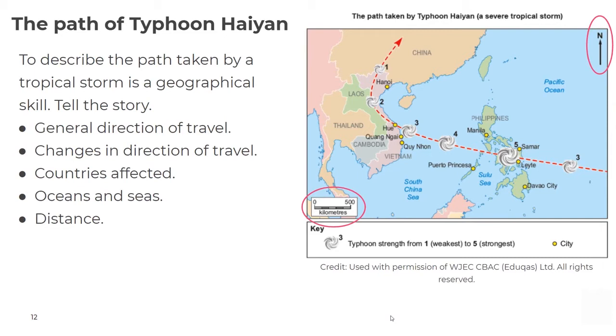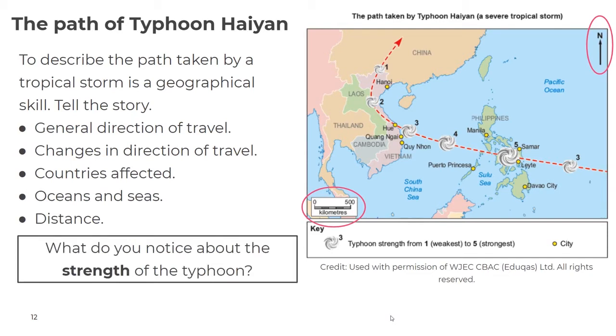In the bottom left-hand corner of the map, you'll notice there is a scale bar to help you do this. So if you are going to be describing the path of any tropical storm, but in this case Typhoon Haiyan, those are the 5 things you should be including within your answer. There is something else on the map that is included, however, we shouldn't write about it in our answer, but it is interesting to see.